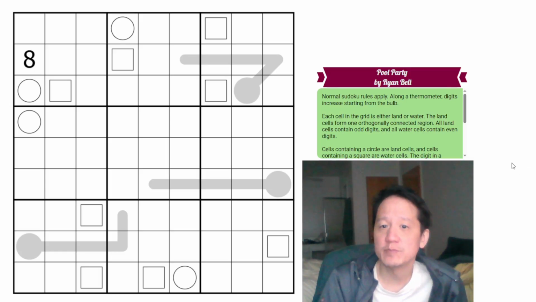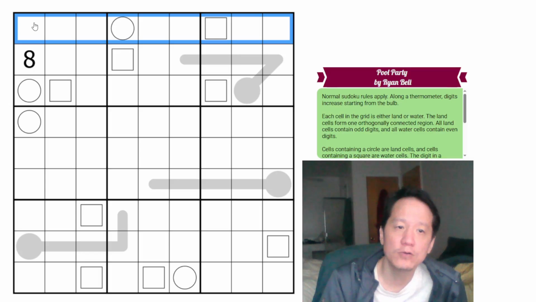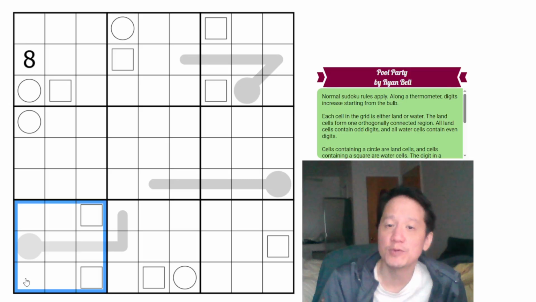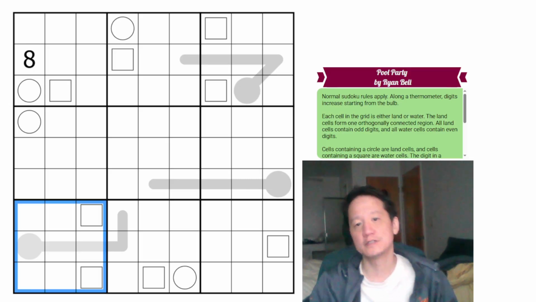Today's very easy puzzle is called Pool Party by Ryan Bell, and here are the rules. Normal Sudoku rules apply, which means fill every row, column, and box with the digits 1 through 9 without repeats.